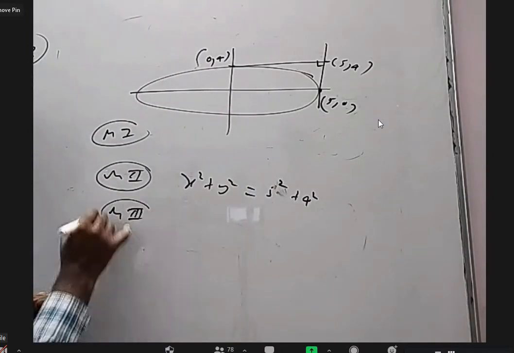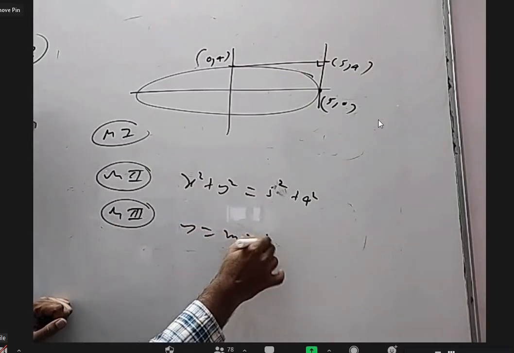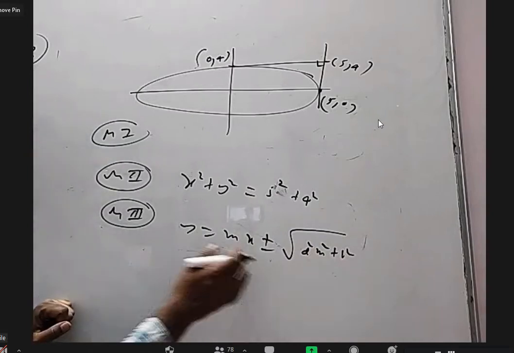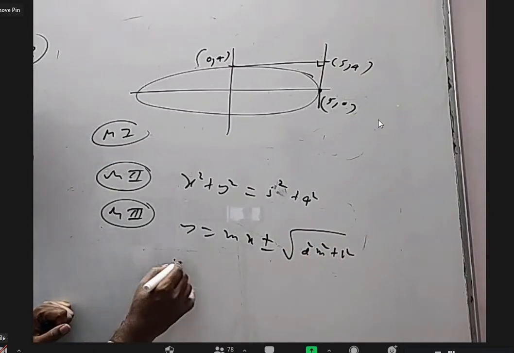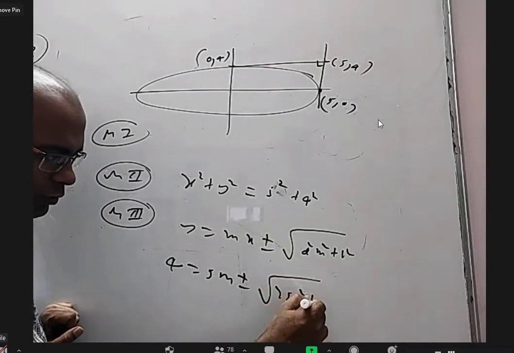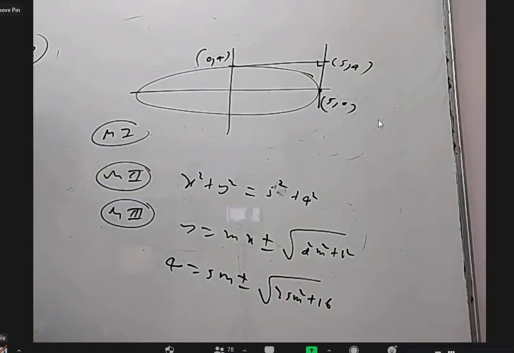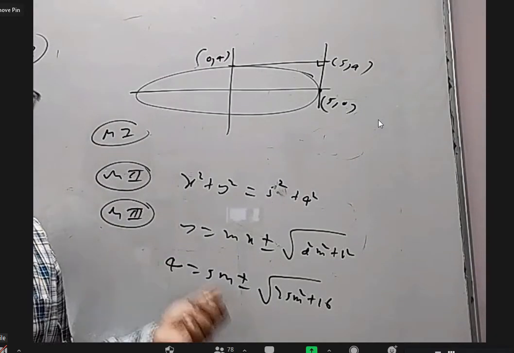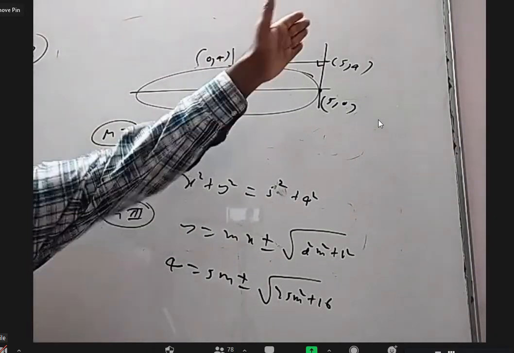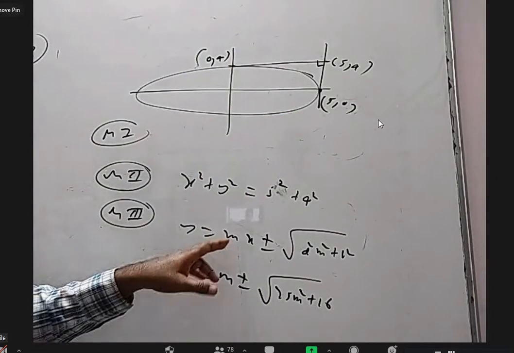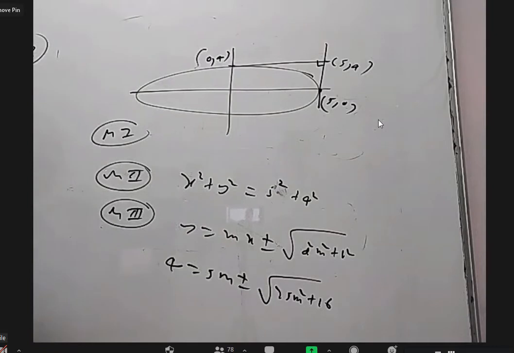Or the general method, you take the general tangent y equal to mx plus or minus root over a square m square plus b square. Substitute 5 here, 4 here. 4 equal to 5m plus or minus root of 25m square plus 16. Normally from this you will get two m values if it is an external point. Here you will get only one m value because one of them is vertical. The vertical one doesn't have a slope. That is where, if somebody is using the general tangent, they may not get something.